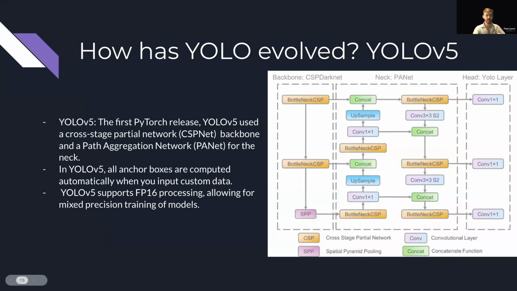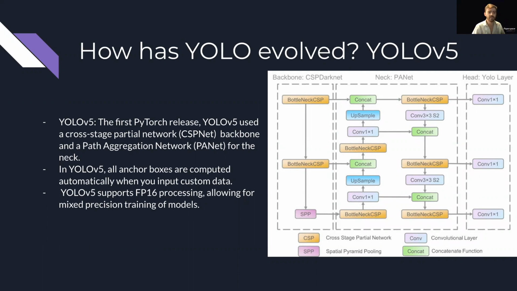YOLOv5 represented a really interesting step forward for YOLO because it used, well, first of all, it's the first PyTorch release. So since PyTorch is so ubiquitous now, this helped a lot with making it easier to use for people. Next, it used a cross-stage partial network backbone and a path aggregation network for the neck.